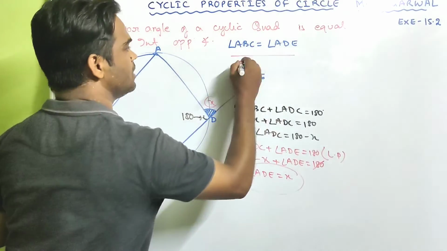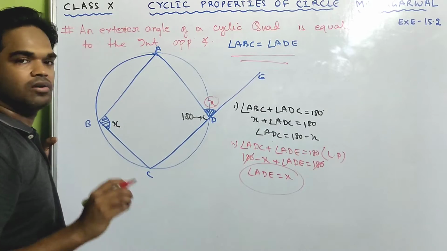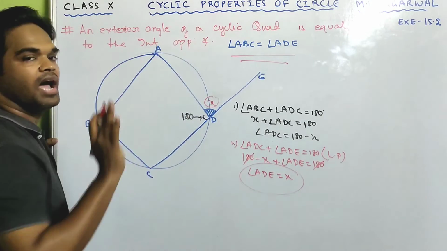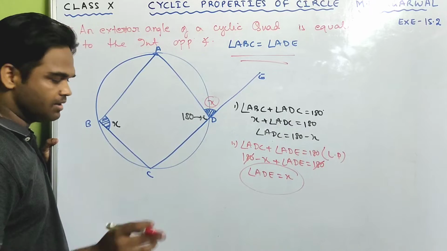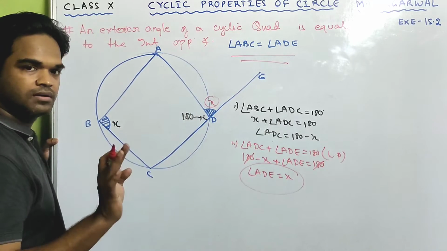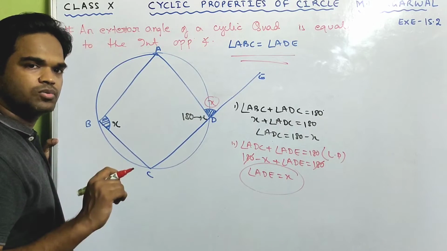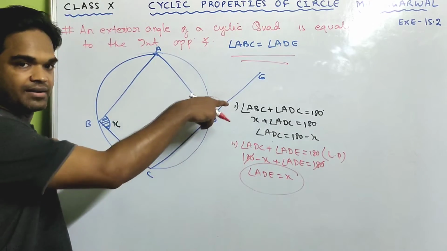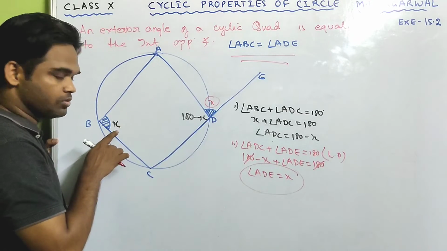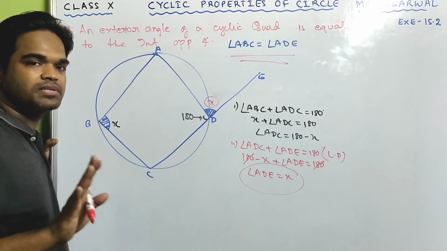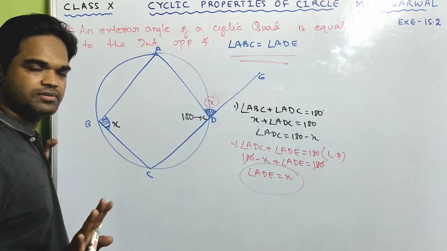Which means an exterior angle of a cyclic quadrilateral is equal to the interior opposite angle. Clear? This angle and this angle are equal. Now the converse will also be true. If in a quadrilateral the exterior angle is equal to the opposite interior angle, then it is a cyclic quadrilateral. Simple सा logic है. The converse.